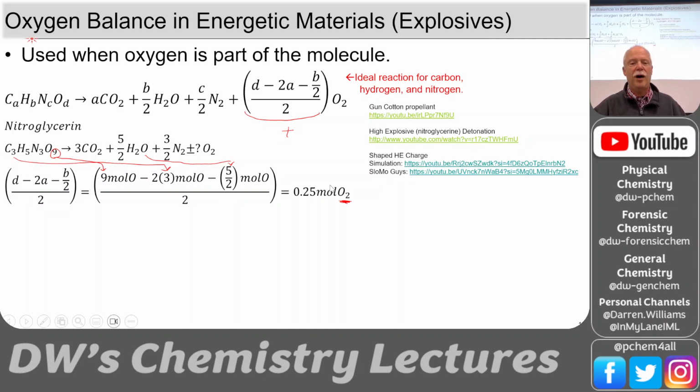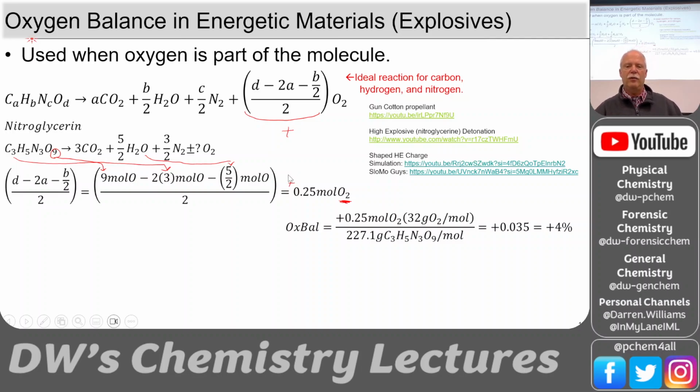This turned out to be a positive number, which means we have a positive oxygen balance. Again, we're dealing with the masses, so oxygen balance is in mass. We want to convert those positive moles of O2 into mass of O2, and then divide that by the molar mass of nitroglycerin. So we are positive by 0.035, or positive by 4%. So we have 4% excess oxygen in nitroglycerin. That's not everything for why it's so shock sensitive, but it also contributes to that.